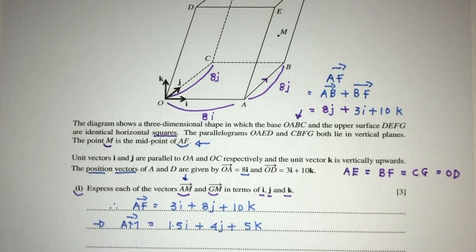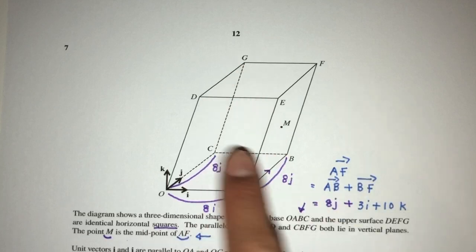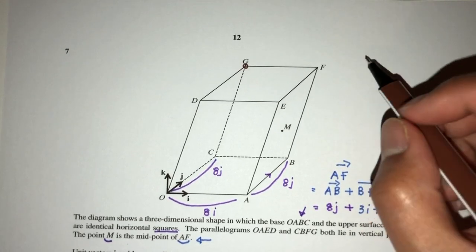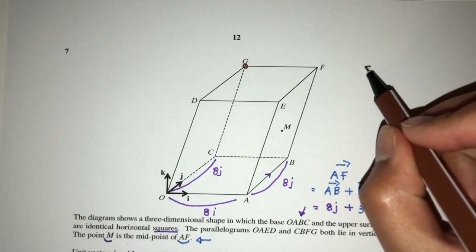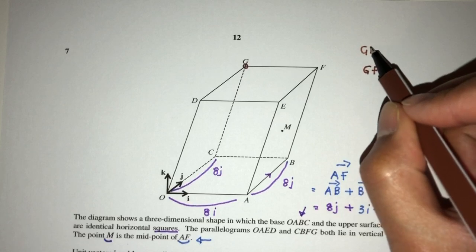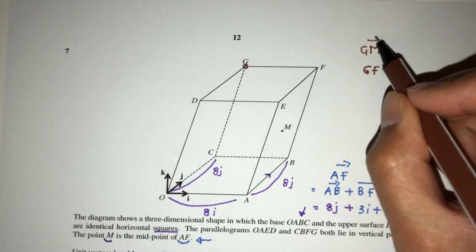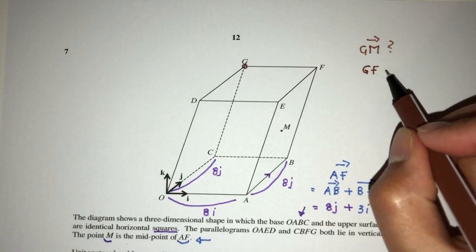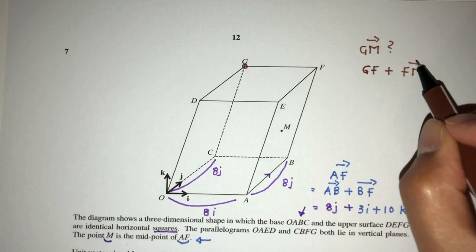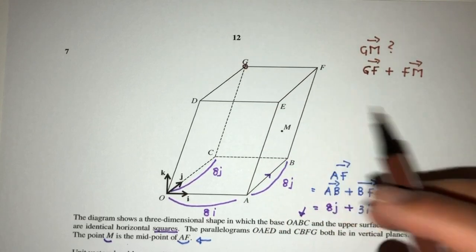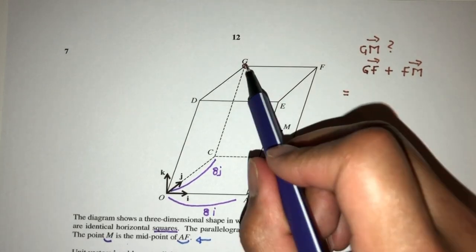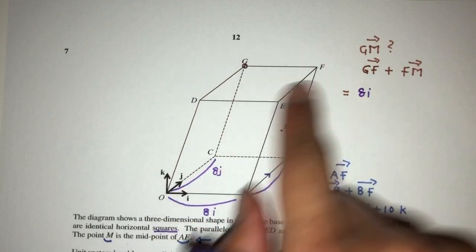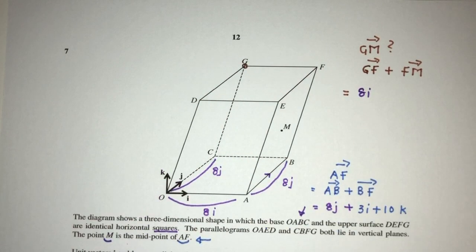Now we have to find GM. Again, go back to your diagram. Where's G? G is this point. We have to find GM. So from G, how can you move to M? Let's observe. We can first move from G to F, and then plus FM. We have two parts, G to F, and then FM. Pretty easy. First we realize that GF has to be the same value as 8i, because we know this is the same square, so this distance is this one, and this is also the same. That is why it is 8i.